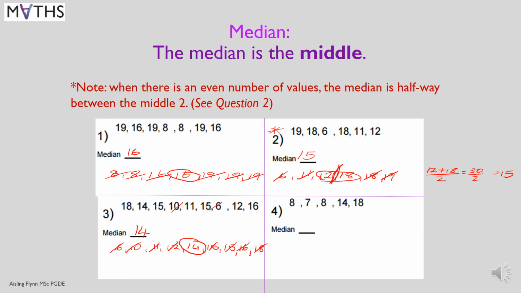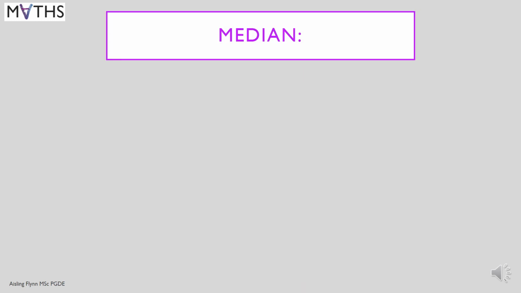So the median is 14. And a quick one here, number 4, we have 7, 8, 8, 14 and 18. Straight away you can see you're going to have in the middle the number 8. That's the median. Now let's have a look at our summary of median.